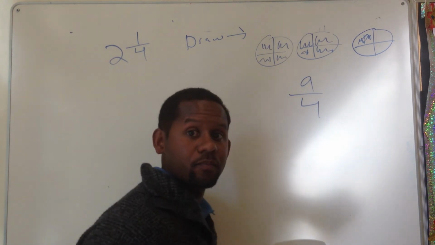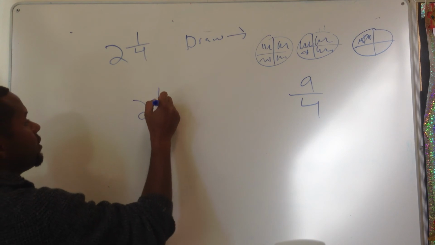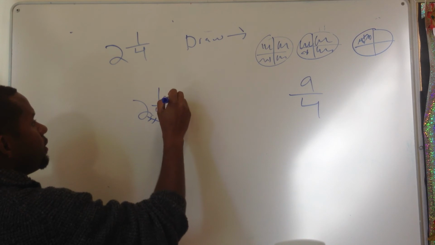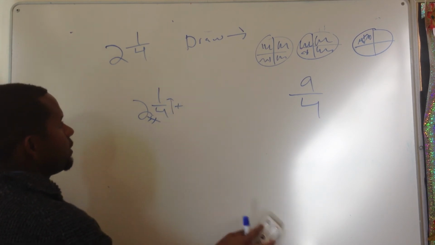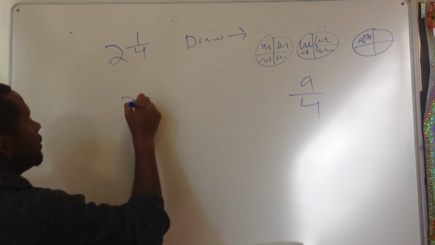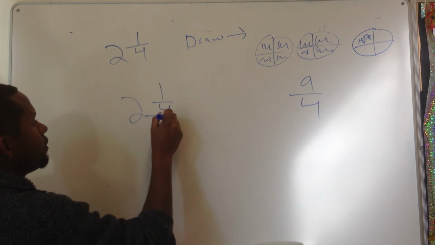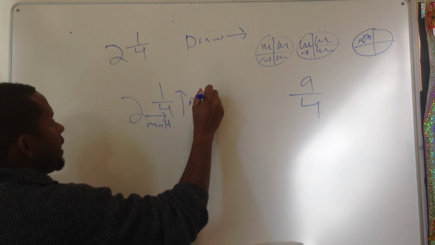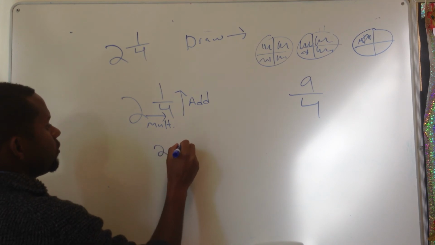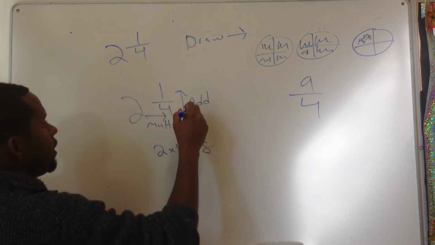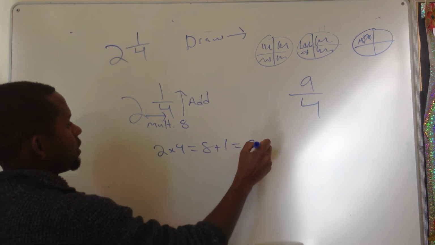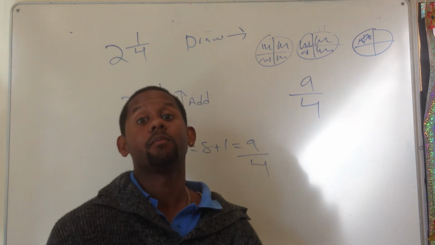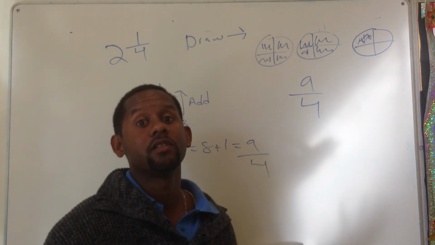I have 9 fourths. Shortcut says, take 2 and 1/4, multiply here, add here. Let me write that a different way. So you see 2 and 1/4, multiply, add. So 2 times 4 equals 8. 8 plus 1 equals 9. And you put it over 4. This is converting between mixed numbers and improper fractions. You're going to have to do that pretty soon.